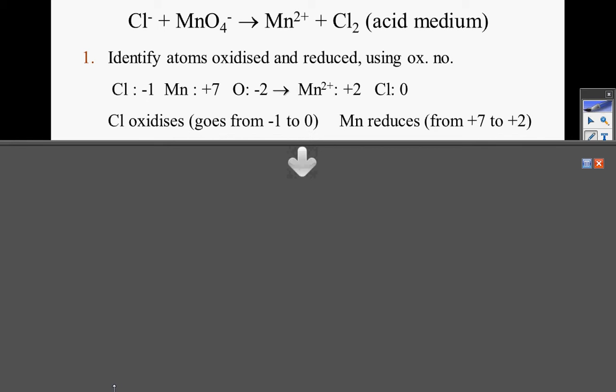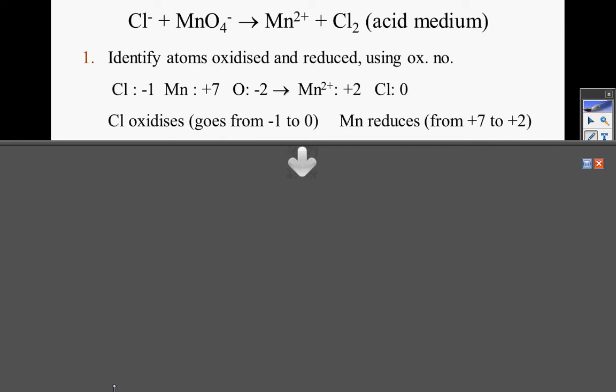So we have chloride and permanganate. What's permanganate? What is it? It's a good what? It's an oxidizing agent. So what is it going to undergo? Reduction. If you knew that right off the bat, if that was in your mind, it's going to help you with the problem right away. All right, so it's in an acid medium.